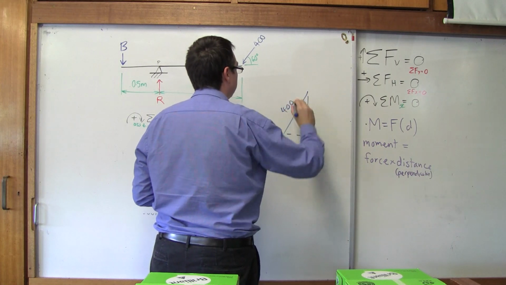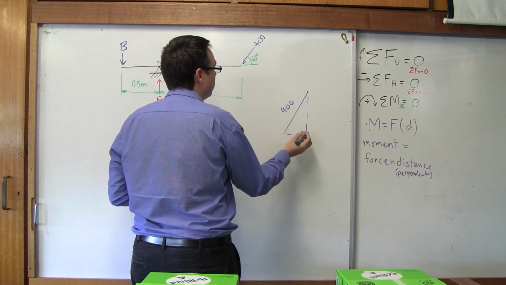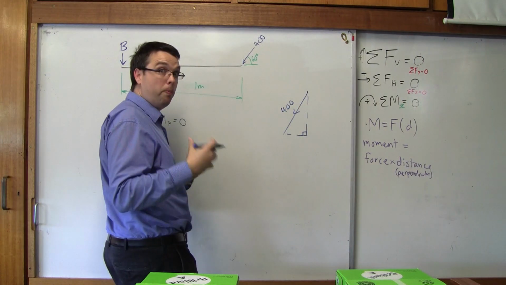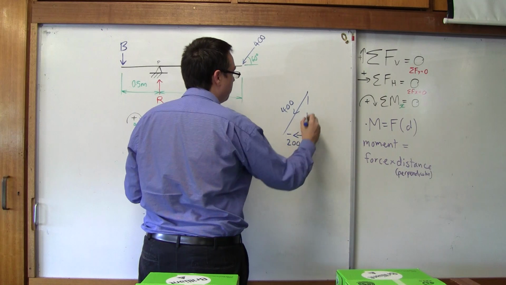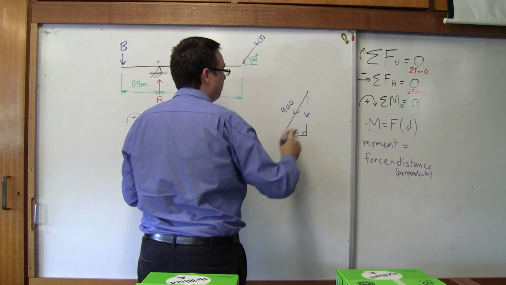I say 40, it's actually 400. Okay, so 40 can be replaced. We're going to break it into its components. If we break this into its components, what do we have here? We have 200, and the down is going to be what?